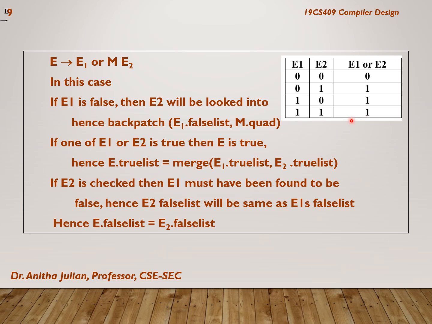Please refer to the truth table. Only three things: we have to either do backpatch, or merge, or simply assign the true list or false list. For the OR condition, we will be assigning the false list. For the AND condition, we will be assigning the true list. So both are the opposite of each other, OR and AND. Accordingly, the conditions will vary.